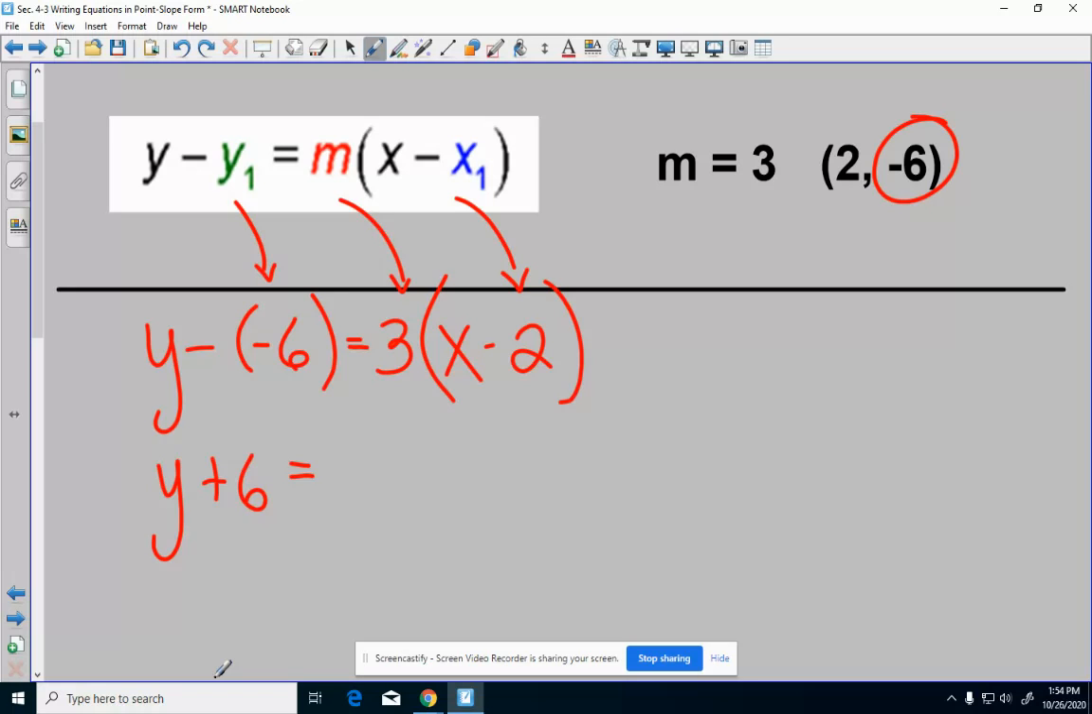Yes. But, well, so minusing a negative is truly addition. So I'm about to distribute on that right side, right? And so as I'm cleaning up this left-hand side, I would almost turn that into y plus 6 is equal to 3x minus 6.